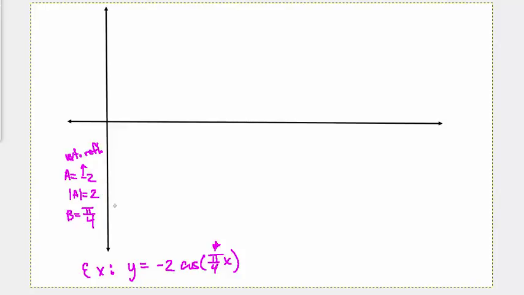Let's go ahead and determine our period with our little formula. Period is the pure period for cosine, that's 2 pi, divided by the absolute value of b being pi over 4. All right, so if we reduce that, we'll end up with 2 pi times 4 over pi. If I flip the denominator, do the reciprocal thing, cancel the pi's, I end up with a period value of 8. All right, so that's going to help us label our axis, which is our next important step.